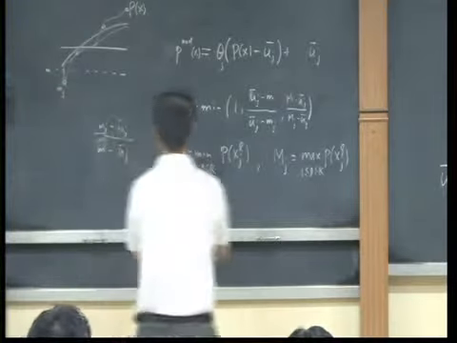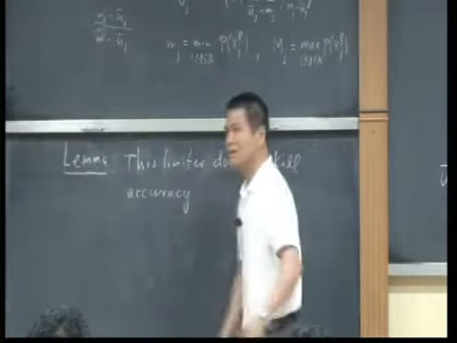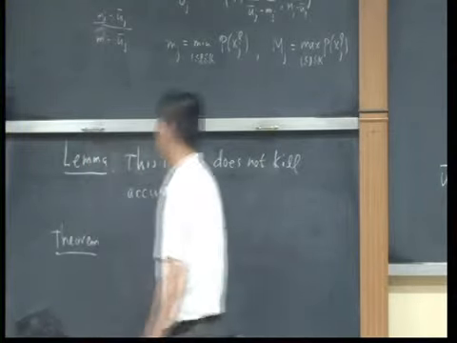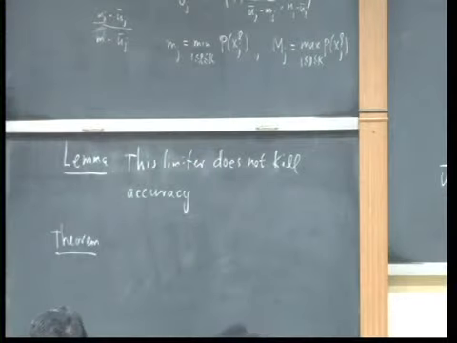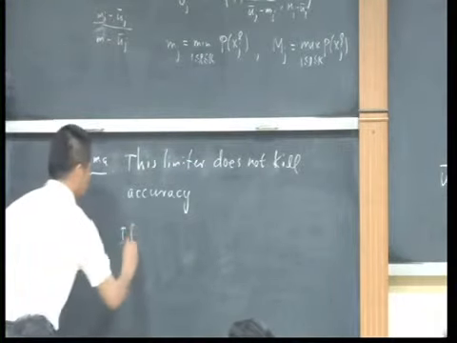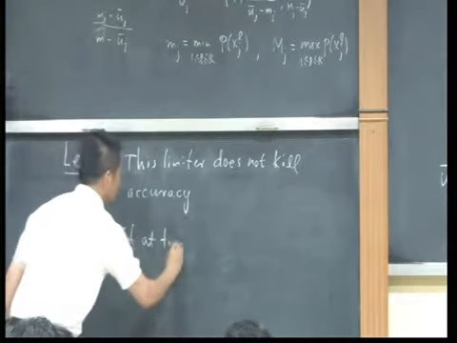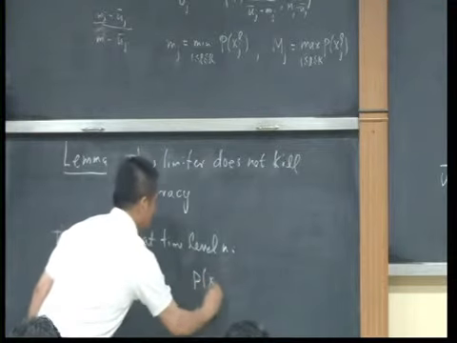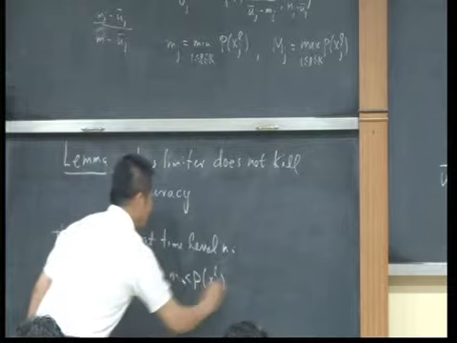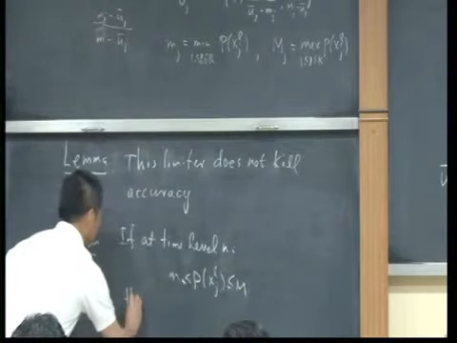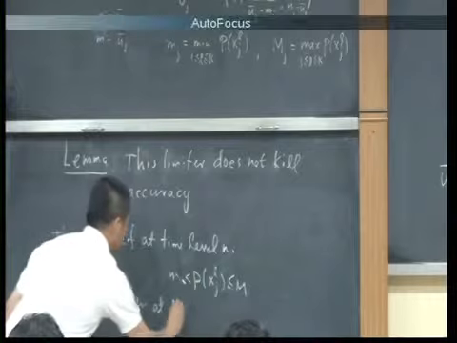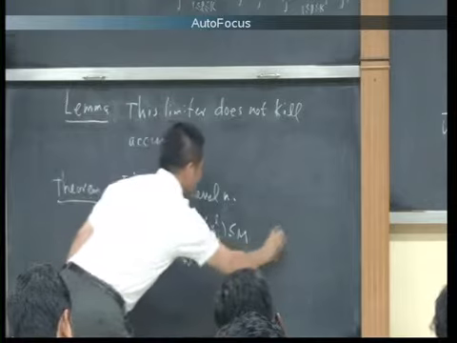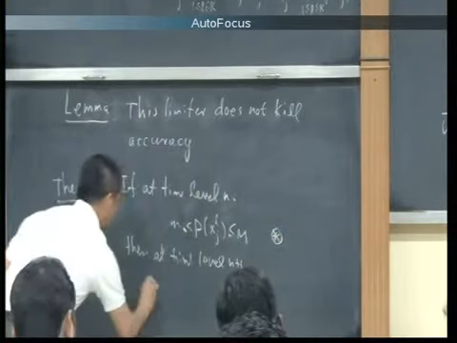But this is a mathematical fact. So the final theorem is that if you apply this limiter, then exactly here: if at time level n we have P of xjl between m and M, then at time level n plus 1, this star also holds.